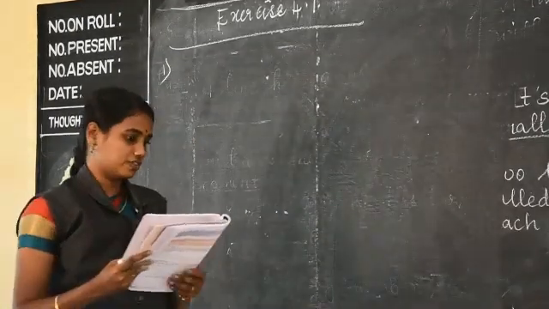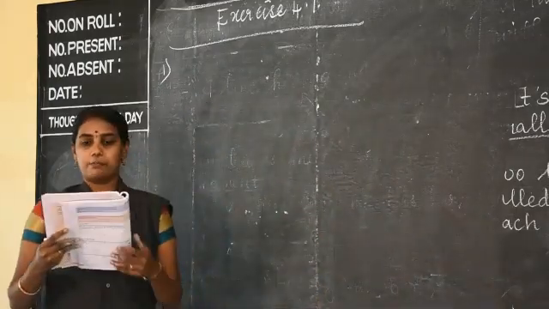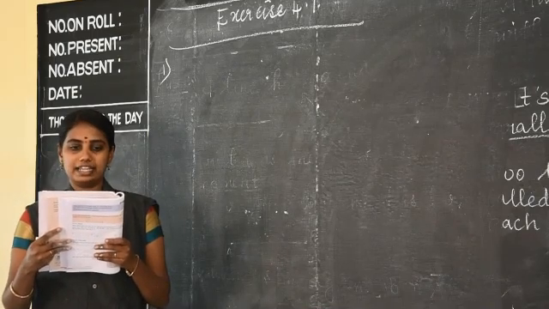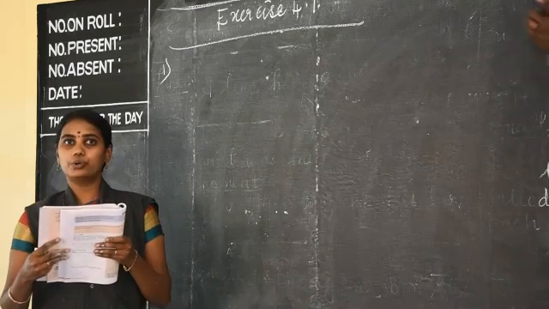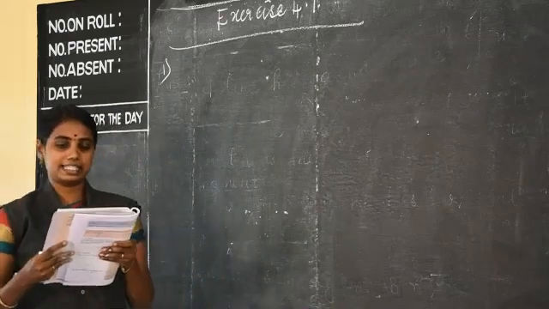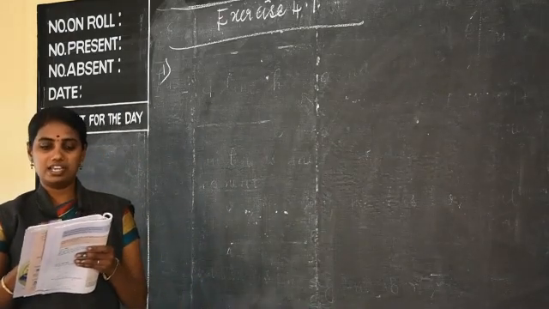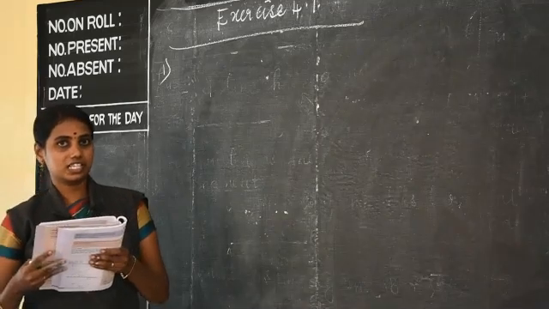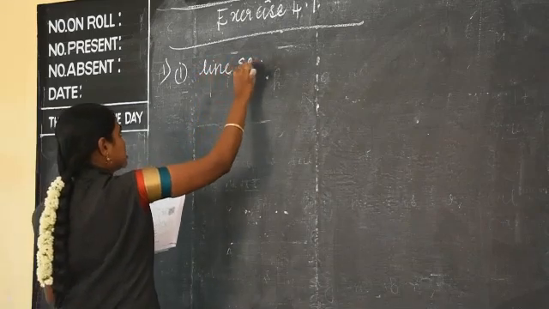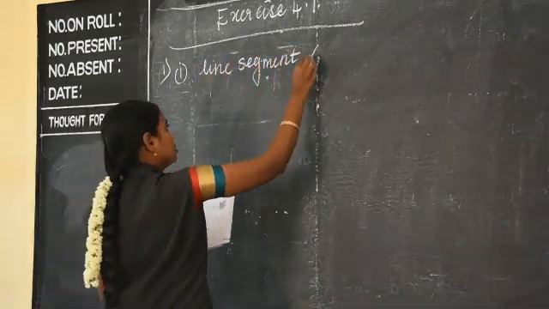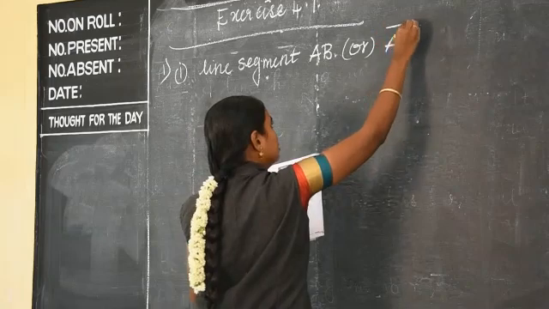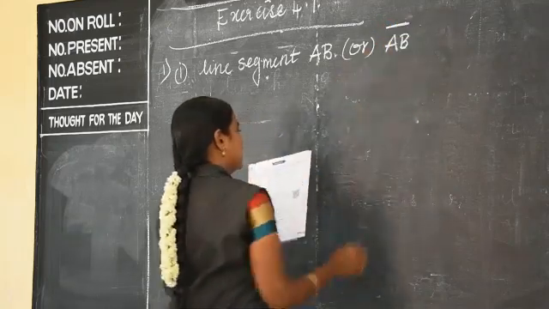Fill in the blanks. First one: a line through 2 endpoints A and B is denoted by dash. A line through 2 endpoints is given. 2 endpoints means line segment. The endpoints are A and B. They are asking it's denoted by. So we can denote that by line segment AB, or we have the symbol for line segment.